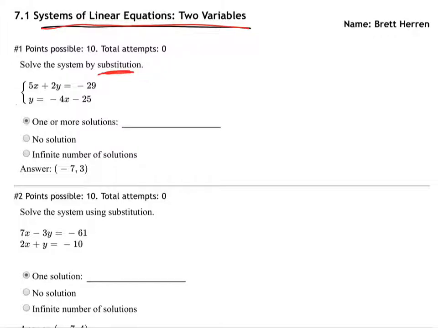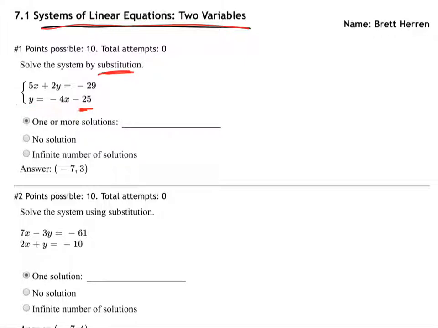The substitution method is where you plug one equation in for another, like a substitute teacher takes the place of the regular teacher. Notice the two equations, 5x plus 2y equals negative 29, and y equals negative 4x minus 25. Especially notice that second equation. It says y equals negative 4x minus 25. That means y is the same as negative 4x minus 25.